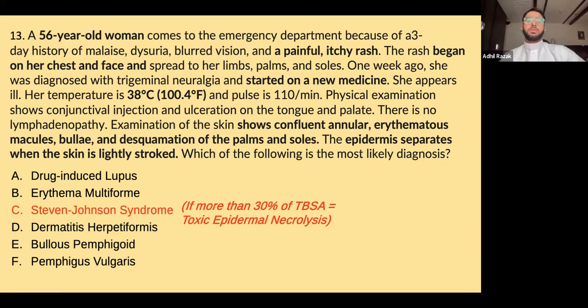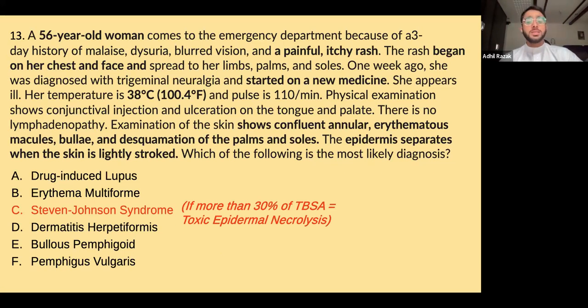Stevens-Johnson syndrome is often caused by drugs, usually drugs used for neurological conditions, such as for trigeminal neuralgia. I don't know if you took this in neuro. For trigeminal neuralgia, the treatment is carbamazepine, and that's what the medication was, which is what causes Stevens-Johnson syndrome. It is very rare. It's not like it happens all the time. It is a rare condition.